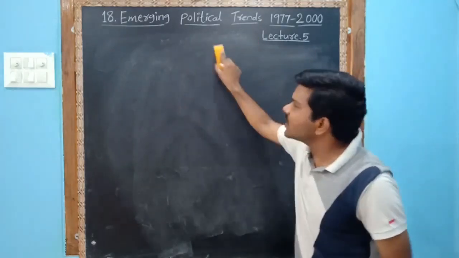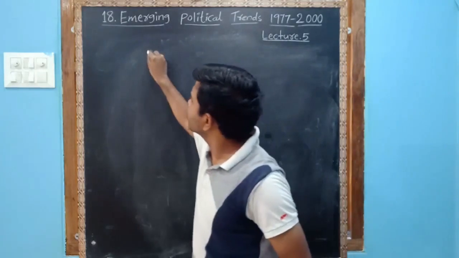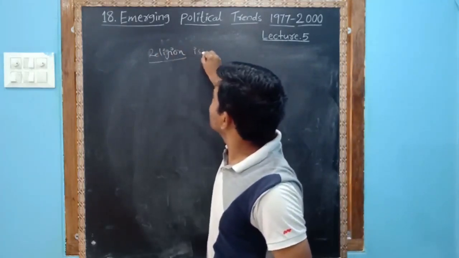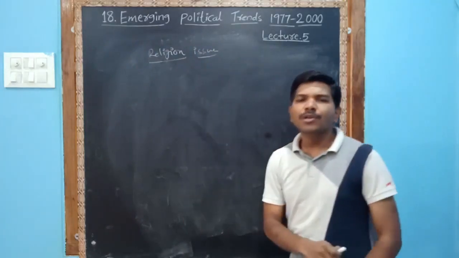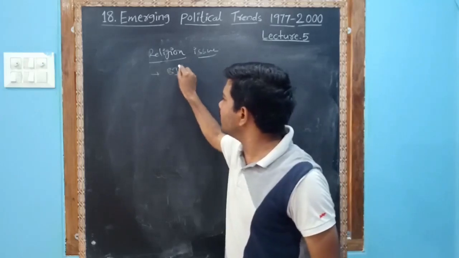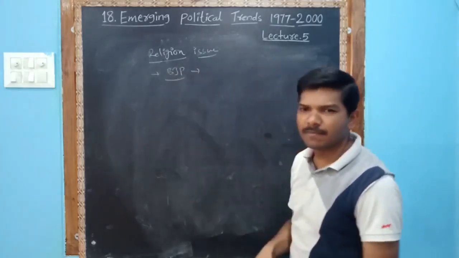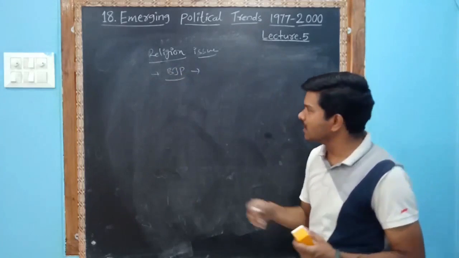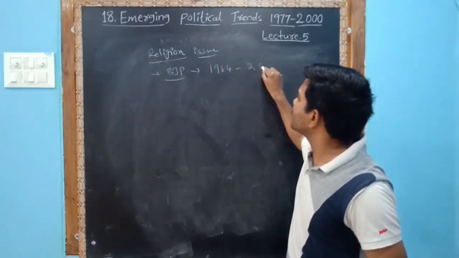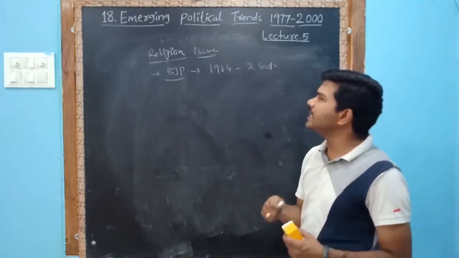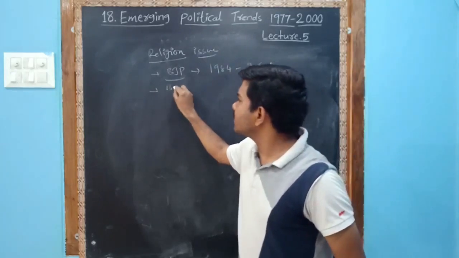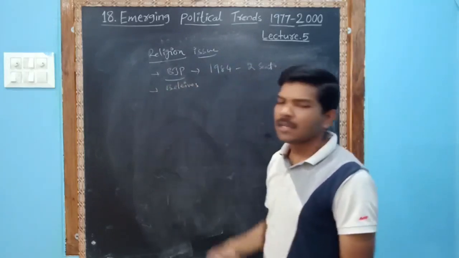Next, let us see religion issues. You know that religion issues. Let us see about the BJP first. BJP, Bharatiya Janata Party. In 1984, the BJP won only 2 seats. Okay. What does the BJP believe?